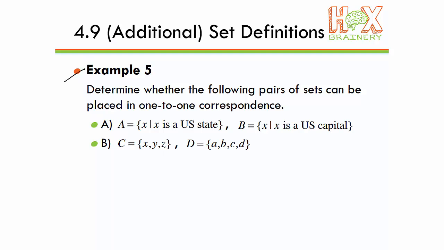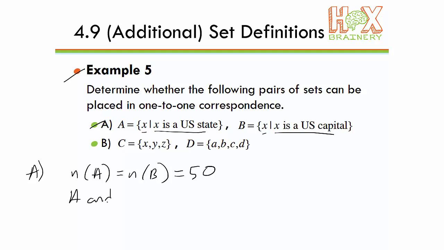Example 5, determine whether the following pairs of sets can be placed in one-to-one correspondence. So for part A, set A is the set containing all elements x such that x is a US state, and set B is the set containing all elements x such that x is a US capital. So we know that the cardinal number for set A is 50, 50 states, and the cardinal number for set B, the US capitals, is also 50. So their cardinality is the same. So A and B can be placed in one-to-one correspondence.